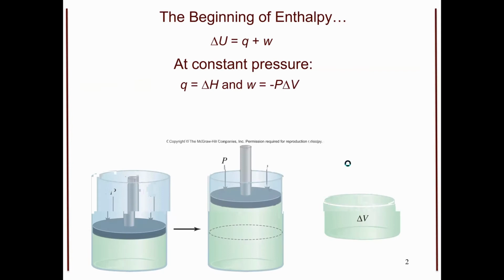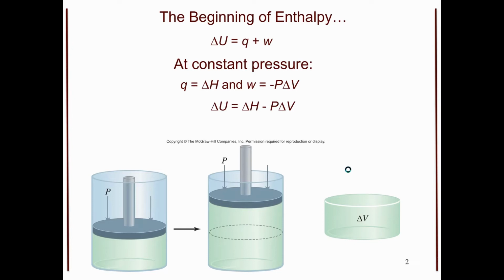Our internal energy was the sum of our heat plus our work. So at a constant pressure, you are going to come to find out that Q is actually equal to delta H, which is going to be called enthalpy. This is a value that we will see in a balanced chemical equation here by the end of this chapter. And our work is going to be equal to our negative P delta V that we saw in our expansion and compression discussion in our previous video.